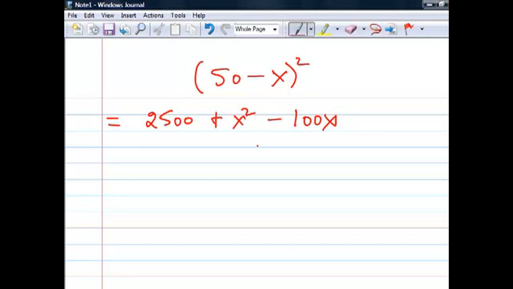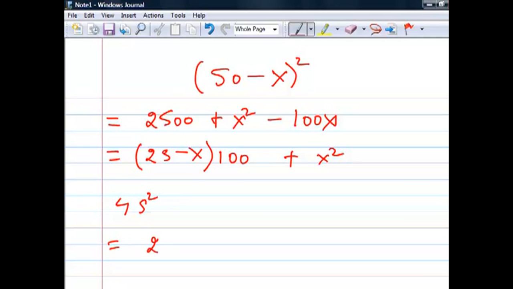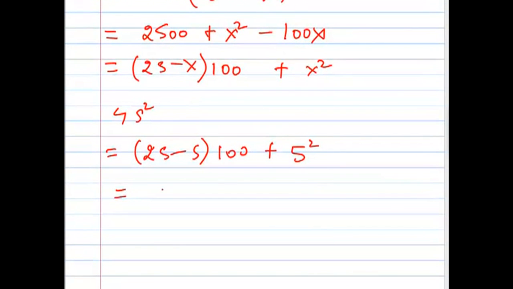Now it can be written again as (25 minus x) into 100 plus x squared. Now if I have to do 45 squared, it's simple. I have to write (25 minus 5) into 100 plus 5 squared. This is equal to 25.